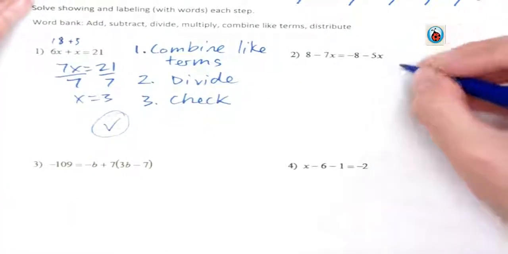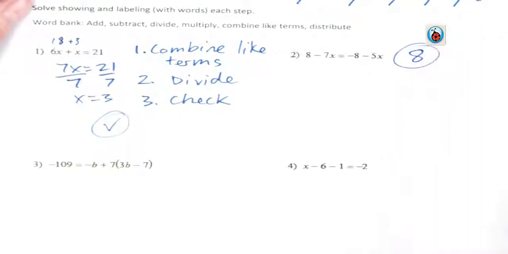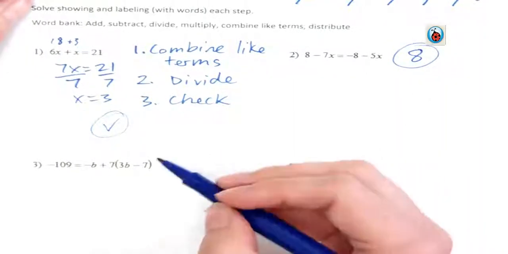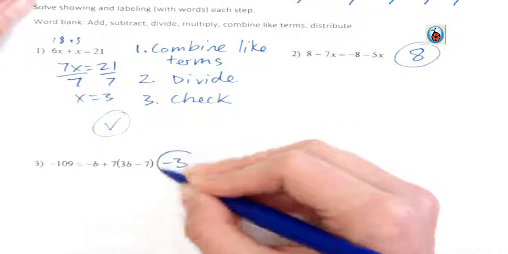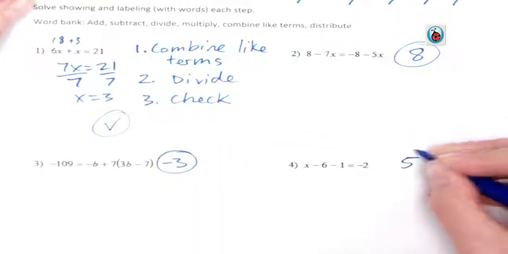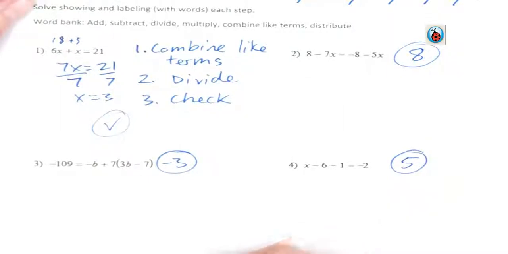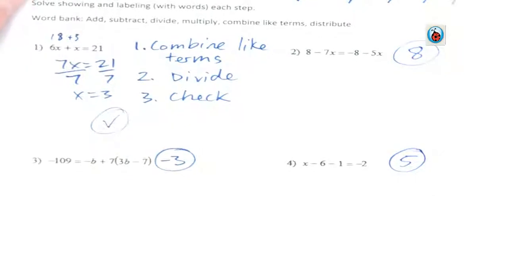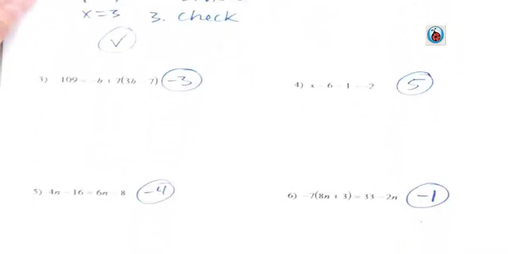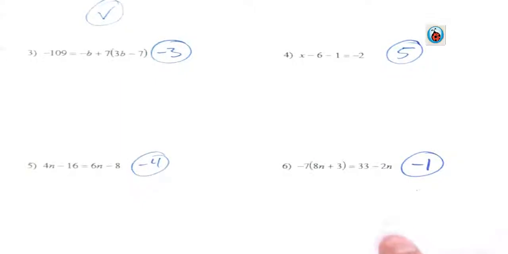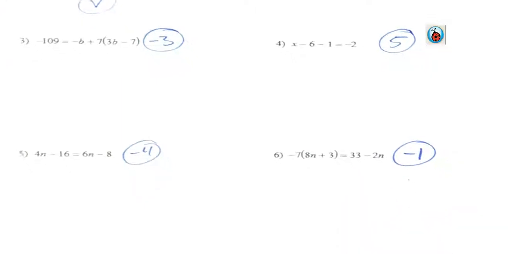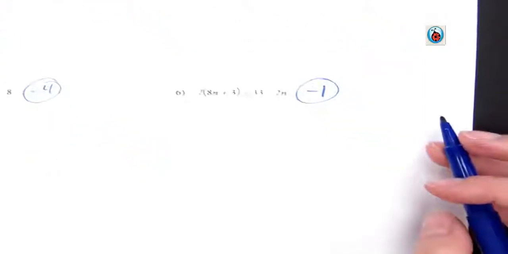Our answers, this one should have come out to 8. This one should have come out to negative 3, 5, negative 4, and negative 1. So again, to get credit, you need to show that you've worked through these on your own. So this is still part of the notes section. I'm going to work out another one of the long ones, going through step by step. So I'll work number 6.